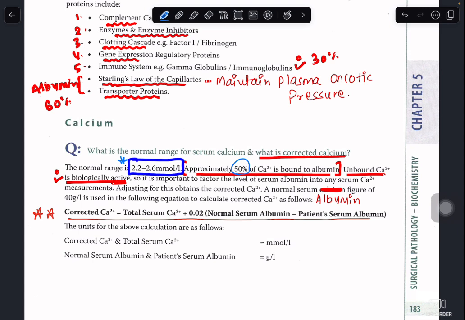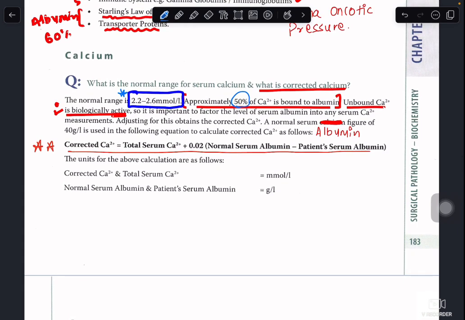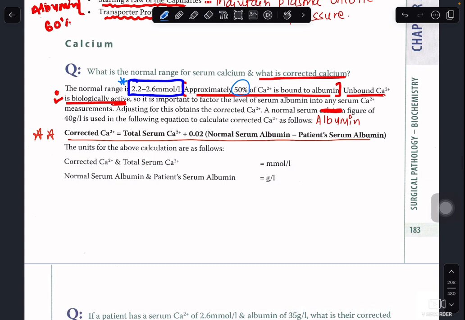Corrected calcium is equal to total serum calcium plus 0.02 times the normal serum albumin minus the patient's serum albumin. The corrected calcium and total serum calcium should be in millimole per liter. Normal serum albumin and patient serum albumin should be in gram per liter. So the corrected calcium is equal to the total serum calcium plus 0.02 times the subtraction of patient serum albumin from normal serum albumin.